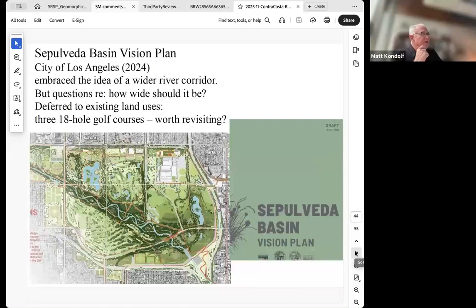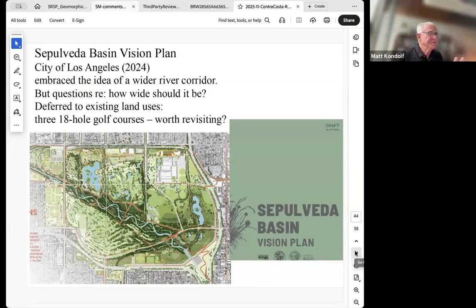That feasibility study was followed by the city's vision plan. And the vision plan embraced this idea of a wider river corridor. It talks quite a bit about dynamic channel processes, but there are a lot of questions that were not resolved in this vision plan, such as how wide the river corridor should be. The plan mostly, and understandably, to avoid political entanglements and fights, defers to the existing land uses and assumes that these three 18-hole golf courses would stay in the basin.